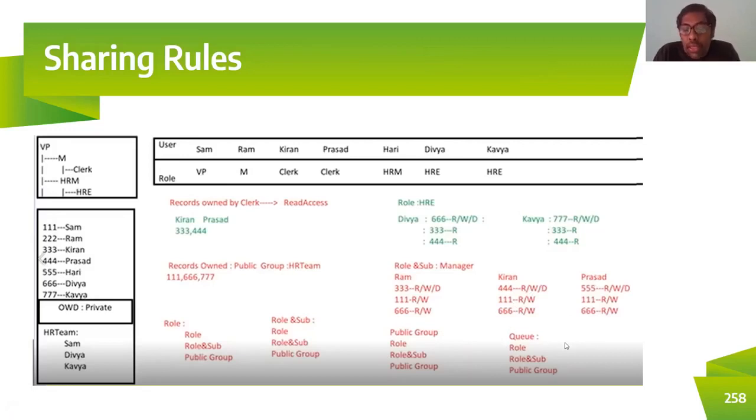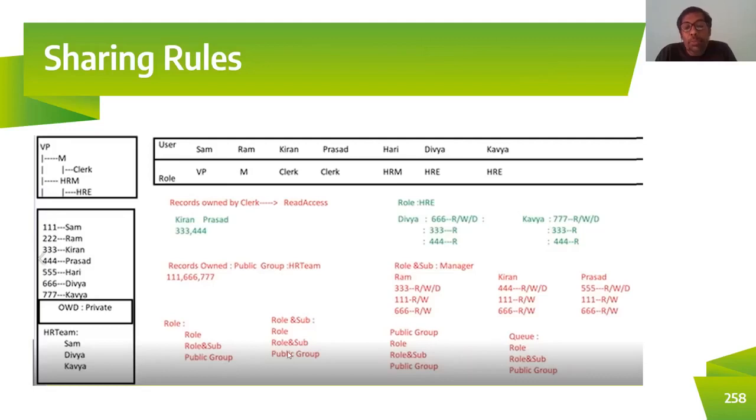So what kind of access is he getting from Kiran and Prasad? He is getting read and write access only, whereas for 444 he can do read, write, and delete. For Prasad also, for 555 he can do read, write, and delete. So the role can give access to role and subordinate, so role goes with role and subordinate, and role and subordinate goes with role and subordinate.